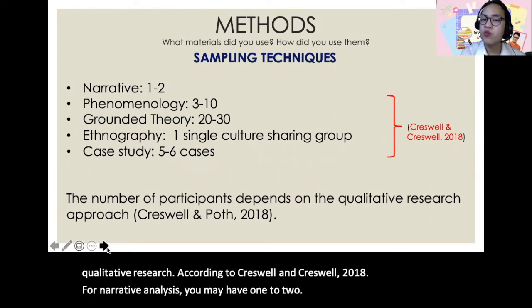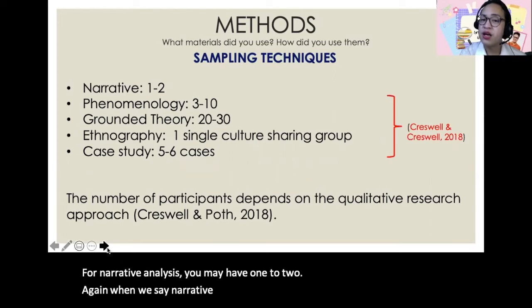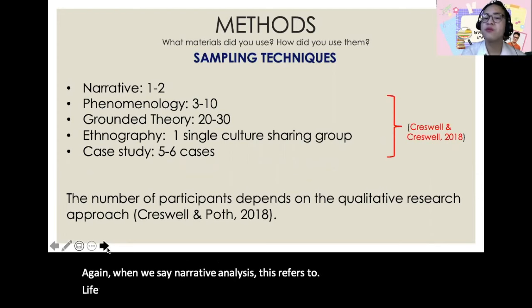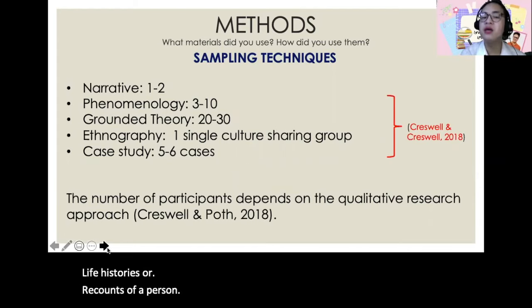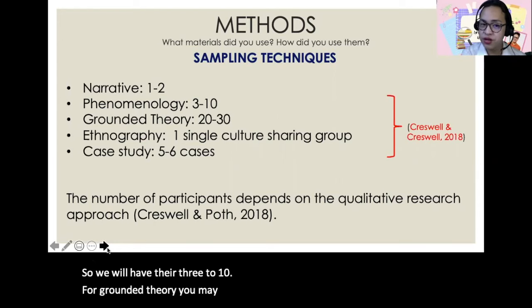Again, when we say narrative analysis, this refers to life histories or personal recounts of a person. Phenomenology, experiences, so we will have 3 to 10. For grounded theory, you may have 20 to 30. Ethnography, one single culture sharing group.